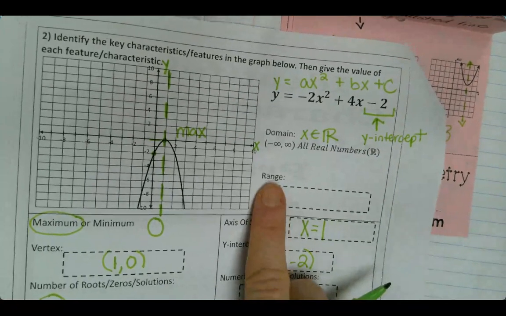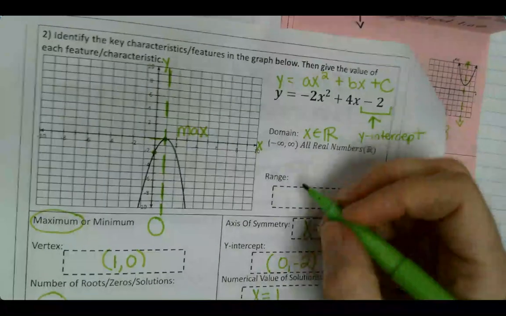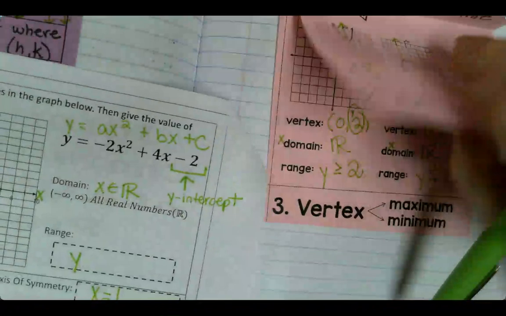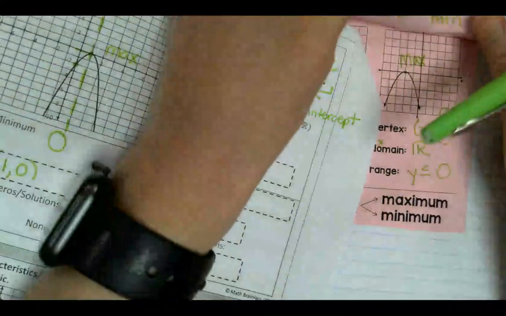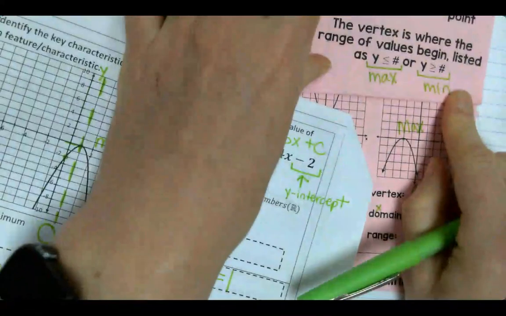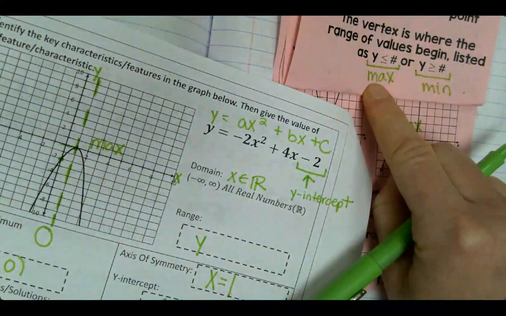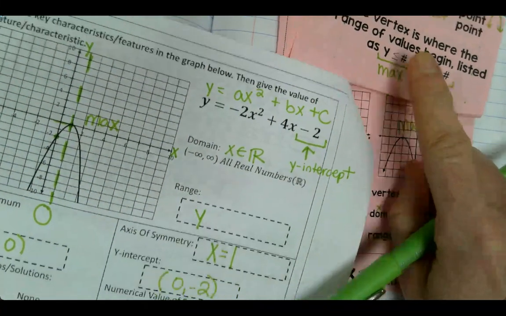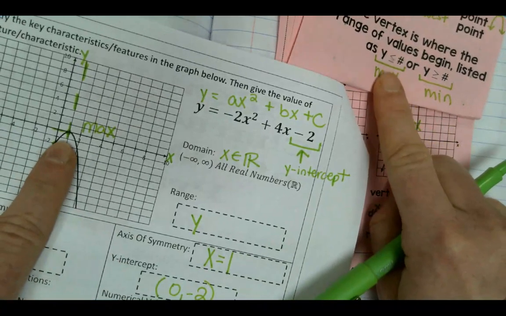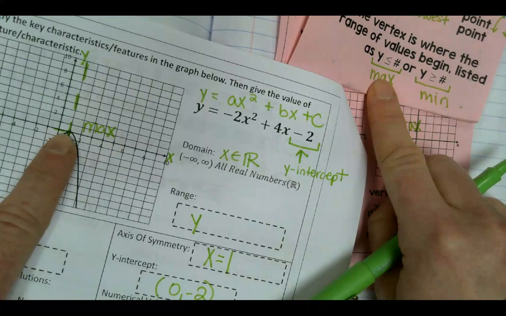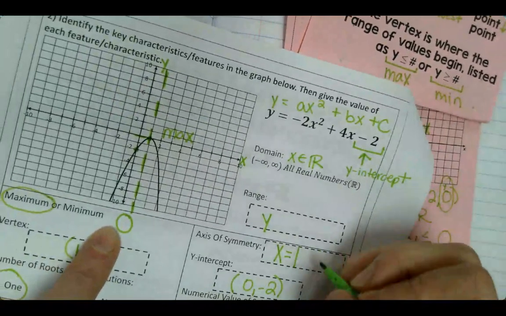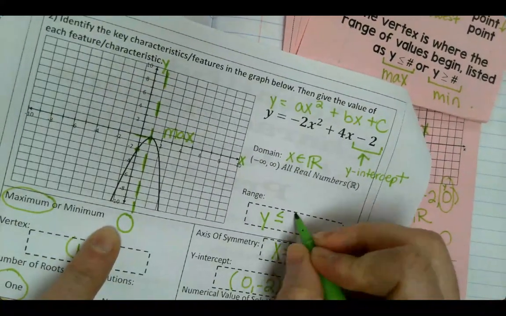Okay, our last thing is the range. So range is the y values. And it's either less than or equal to, or greater than or equal to. If you look back at your notes, we have a little hint. If you have a maximum value, it's y is less than or equal to a number. If you have a minimum value, it's y is greater than or equal to a number. So this is a maximum, so it's going to be y is less than or equal to whatever the max value is. And that's 0 right here. So y is less than or equal to 0.